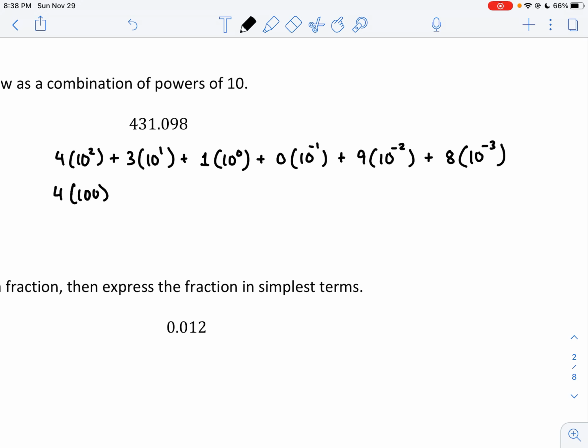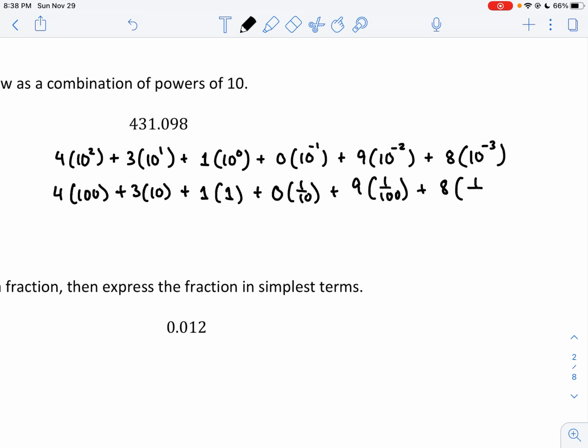So you could also write this, of course, as 4 hundreds plus 3 tens plus 1 one. Remember, 10 to the 0 is 1. Plus 0 1/10ths plus 9 100ths plus 8 1,000ths. Combine these together and you have this number that's 431.098.